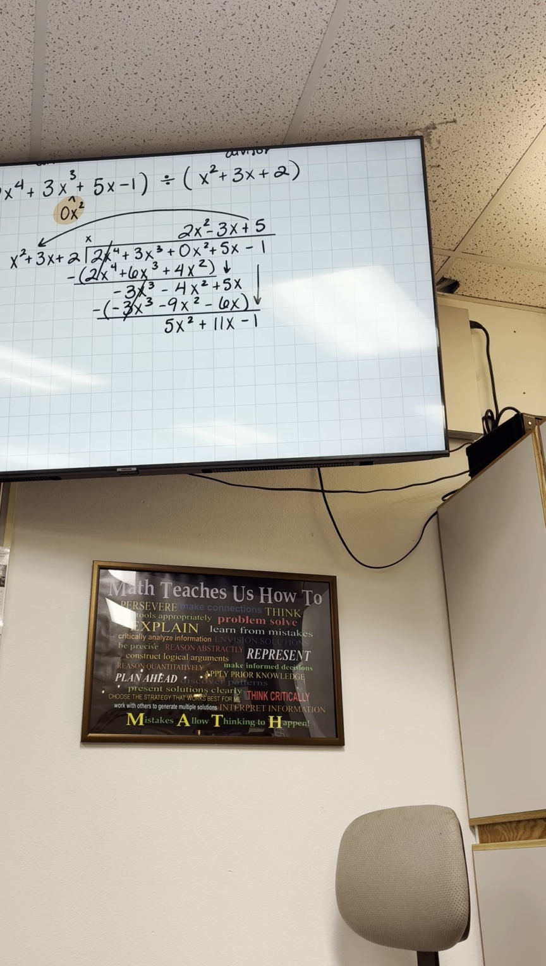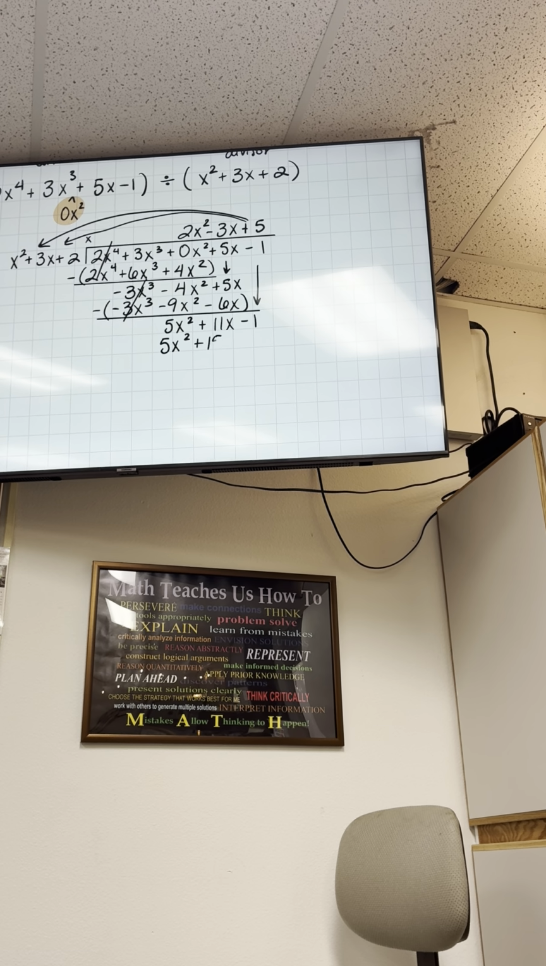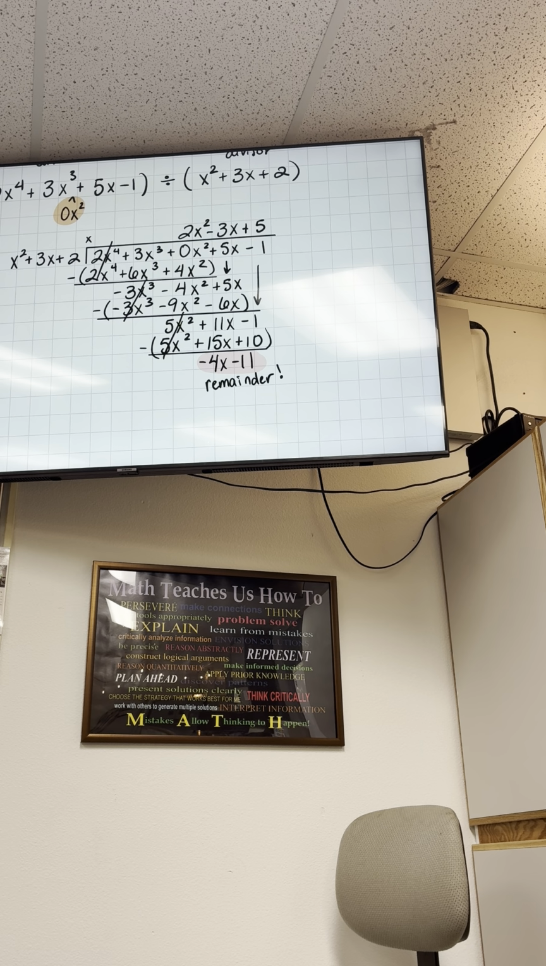So 5 times x squared is 5x squared. 5 times 3x is 15x. 5 times 2, positive 10. Minus parentheses, find the difference. So to finish this off, 5x squared minus 5x squared goes away. 11x minus 15x is a negative 4x. And then negative 1 minus 10 is negative 11. This is now our remainder. So this is what's left over. We cannot go past this. It's not like we could add a decimal to keep going, right? Because these are just polynomials with certain terms.